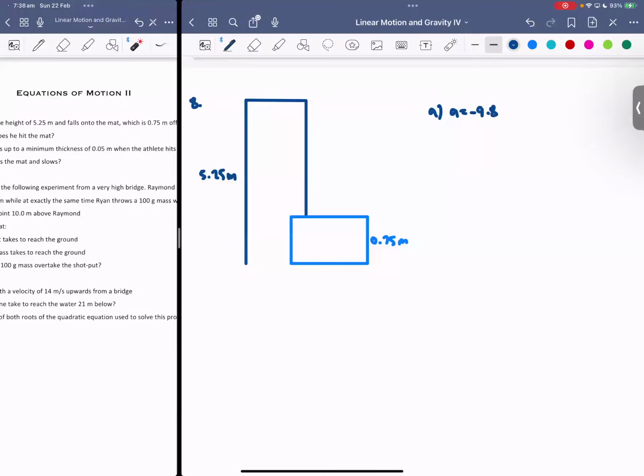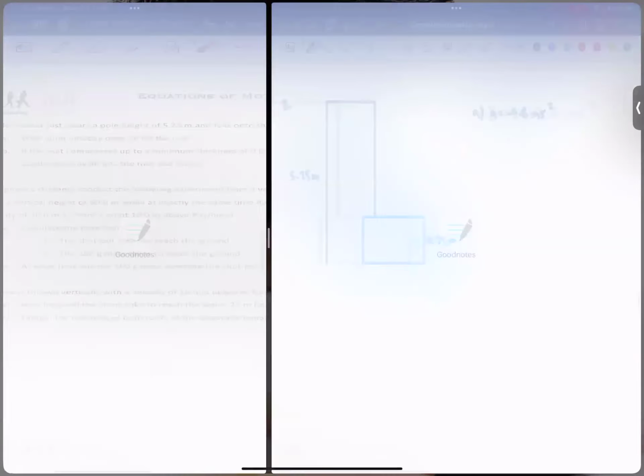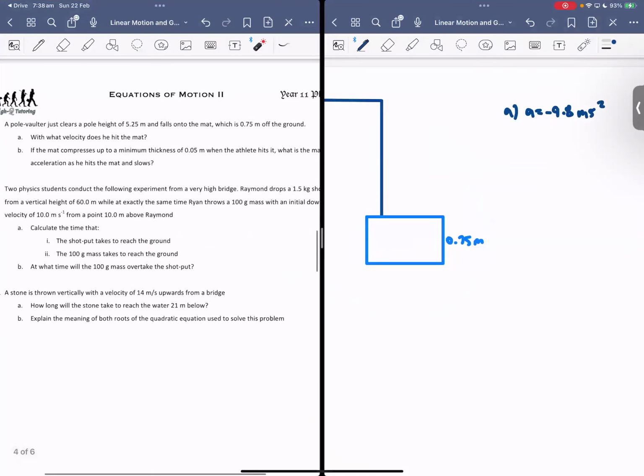What else do we have? Some people are saying you have initial velocity. I don't think so. Where does it tell you what speed he launches at? Some people will say, isn't his initial velocity 0? If he jumps up with an initial velocity of 0, he's not really jumping up. Then he's just there.